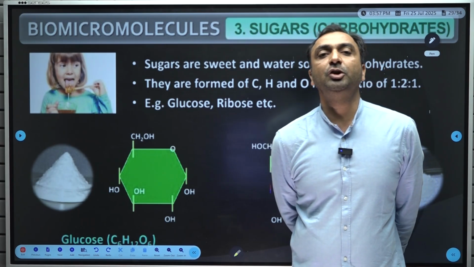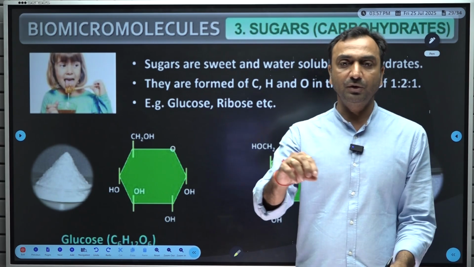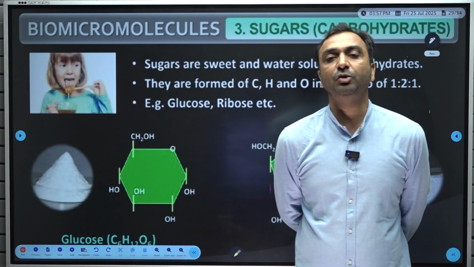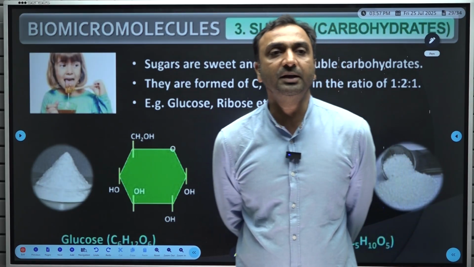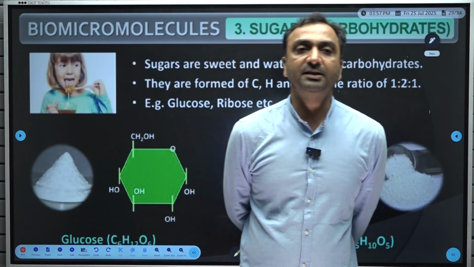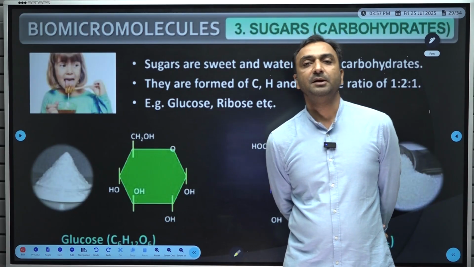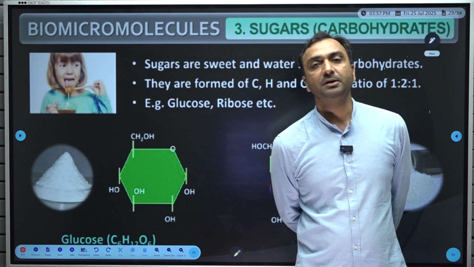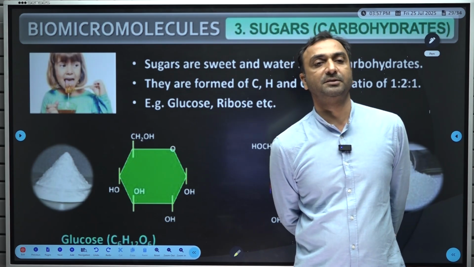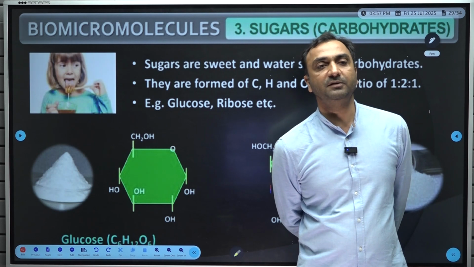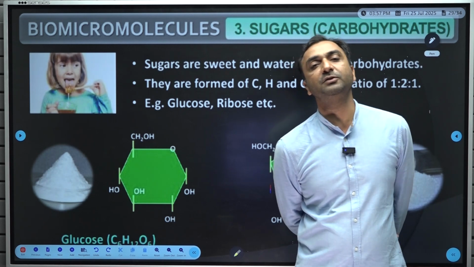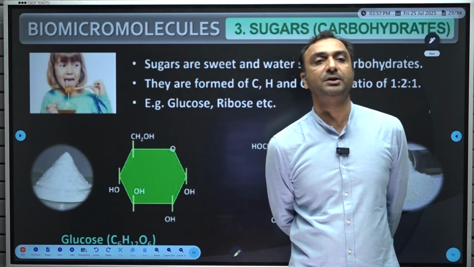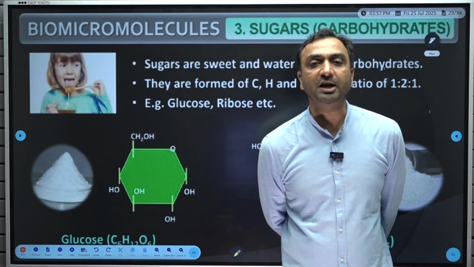Second, it is soluble in water. Put sugar in water and stir, and you get a nice sherbet, right? It is soluble in water, sweet in taste. So these are the characteristic features of sugar. Two characteristic features: one, sugar is soluble in water; two, sugar is sweet in taste. Third characteristic feature, though it is made up of carbon, hydrogen and oxygen only, the ratio between these 3 would be 1:2:1, and this is it about sugar.